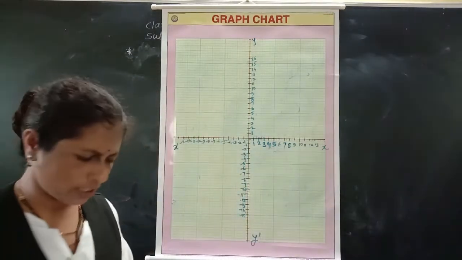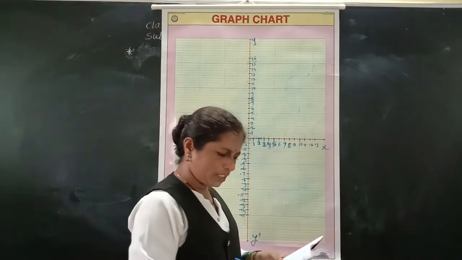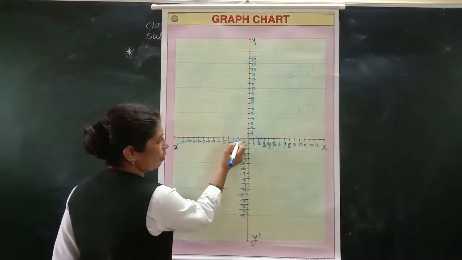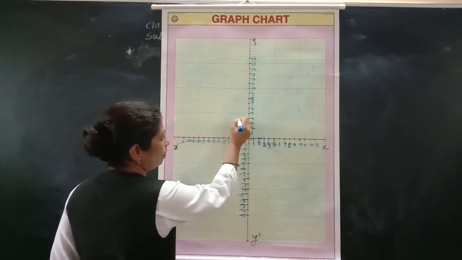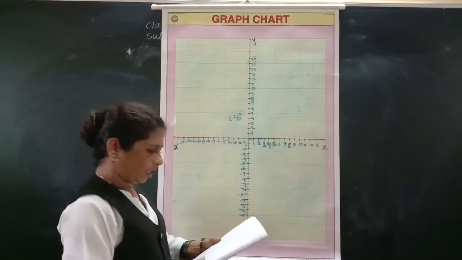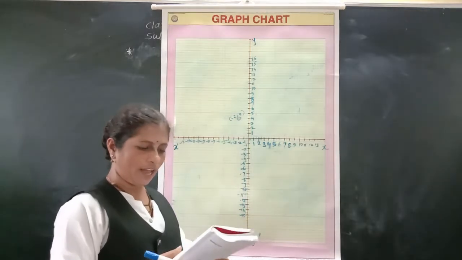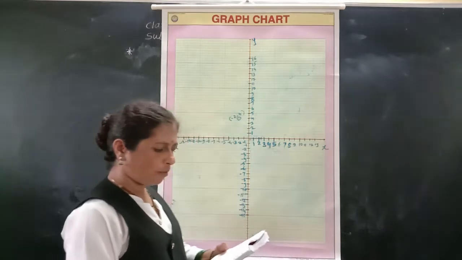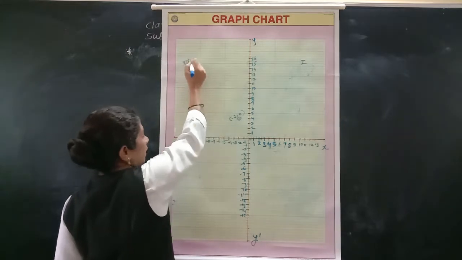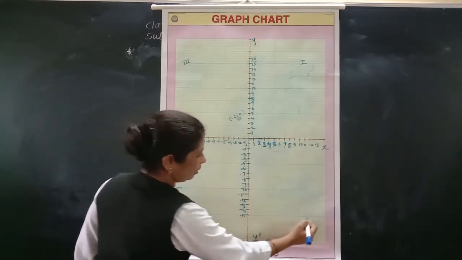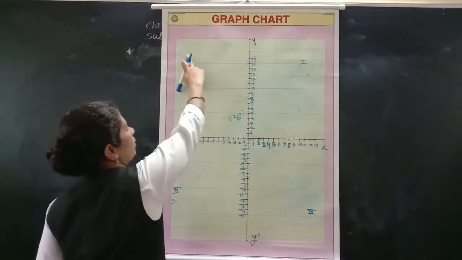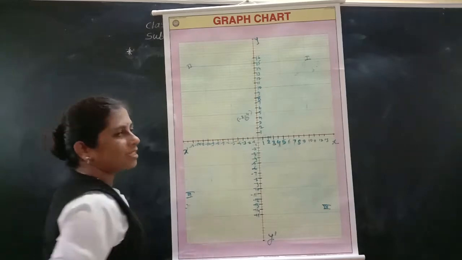Now next question, question number 14. In which quadrant or on which axis do the points lie? Minus 2, 4 means x-axis of minus 2 and y-axis of 4. So in which quadrant does this point lie, or on which axis? This is your first, second, third, and this one fourth. So the first point lies in which quadrant? Second quadrant, right? So this lies in the second quadrant.